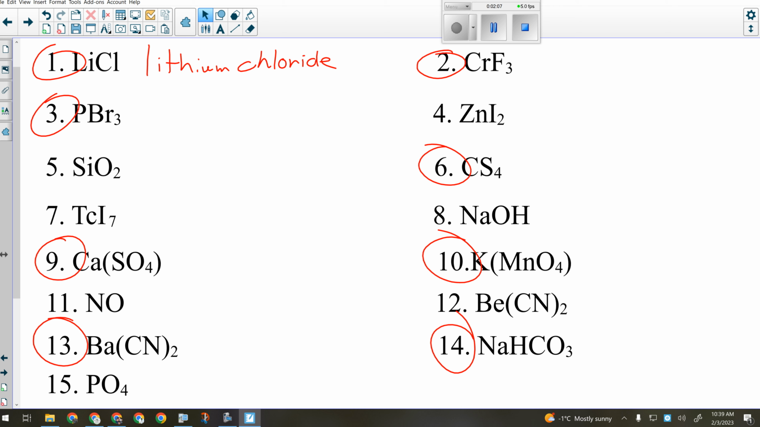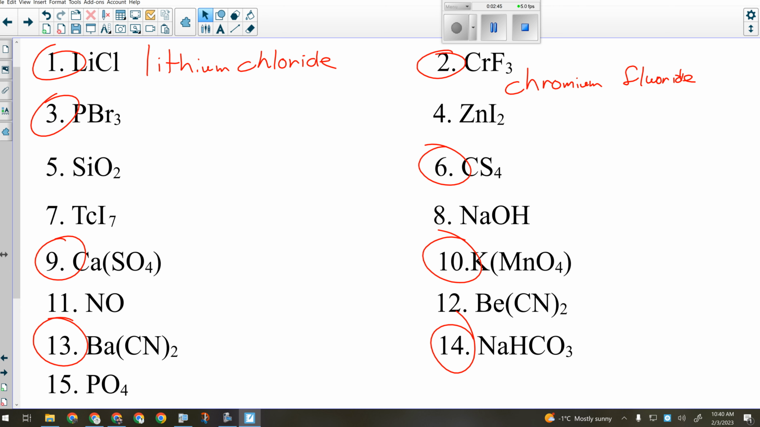Now, number 2, ionic or molecular? It's ionic. Chromium is a metal. It's further over, but it's here. And fluorine is a nonmetal. So we would have an ionic compound, and I would go through my ionic naming rules. I'd write the name of the metal, chromium, and then the name of the nonmetal, fluoride. Does this one need a Roman numeral? It does. Chromium can be a 2+ or a 3+, so we've got to figure out which one it is.